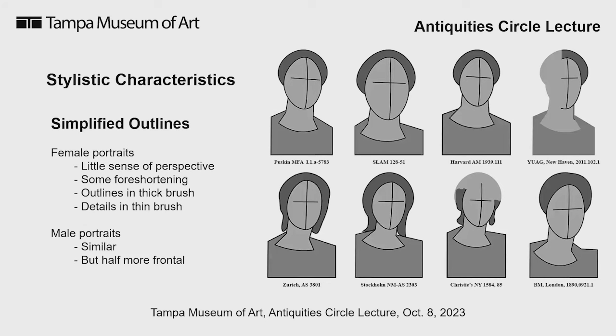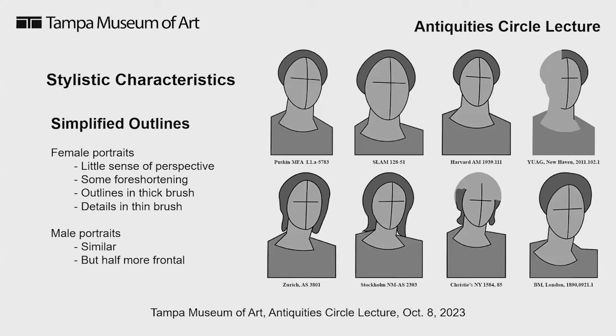Once I started drawing this, I couldn't even recognize which one was which, apart from the hairstyle. They are identical. The same basic outline for the face, the same neckline where the tunic or the hem of the tunic is. The neck is always drawn in the same way. The posture is always the same. There's always this disconnect between the left and right shoulder. The men are slightly more frontal, but there's very little sense of perspective.